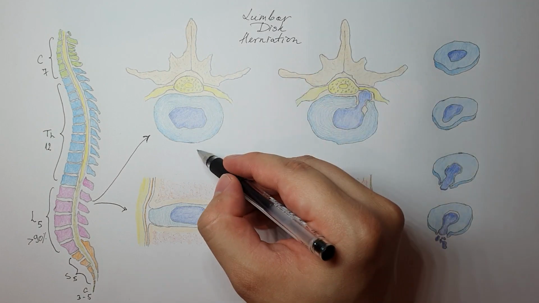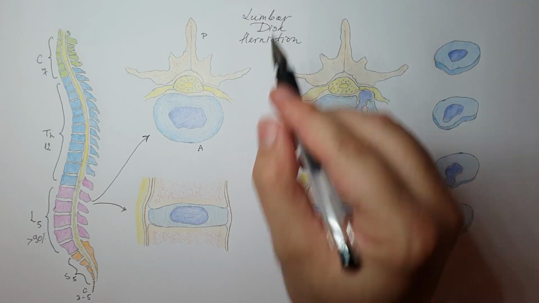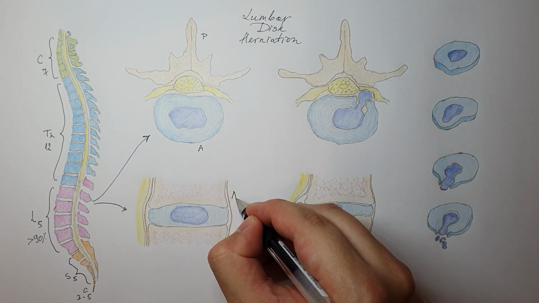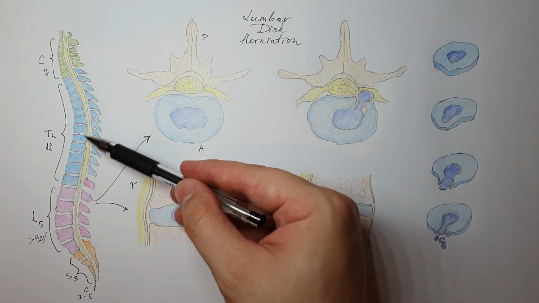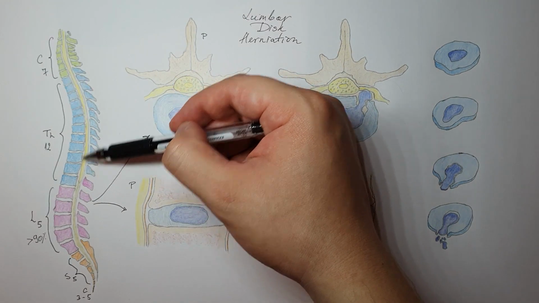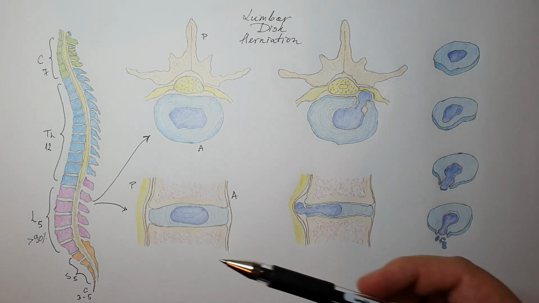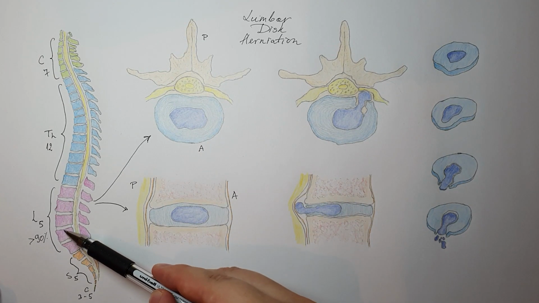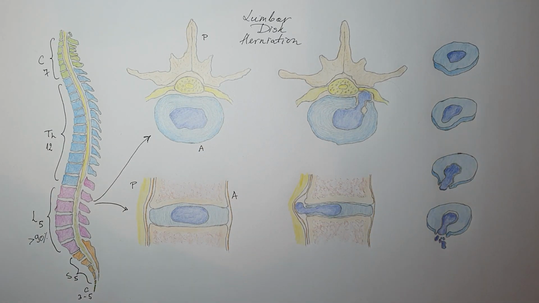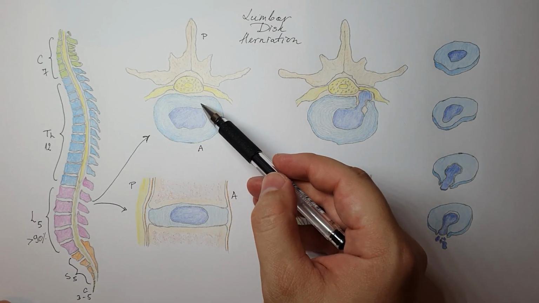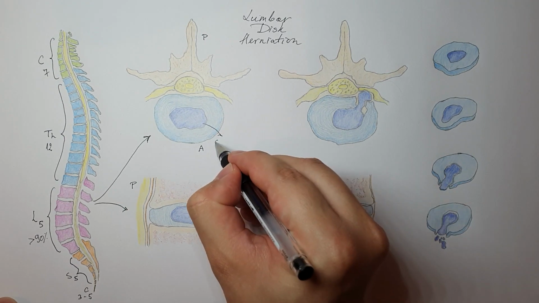In this case, this would be anterior, facing the belly, and this would be facing the back, posterior. And here, this would be anterior, facing the belly, and this would be posterior, facing the back, or as it is drawn here, the spinal cord and the cauda equina. So above the vertebrae is this vertebral disc, and this is what we are seeing here. The vertebral disc normally looks like this and has this central part.